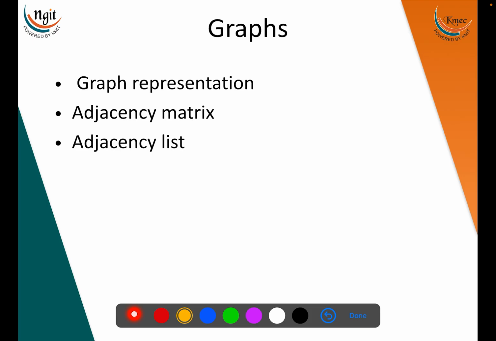And the graph can be represented in adjacency matrix and adjacency list. That also we'll see. Before we see adjacency matrix and adjacency list, we'll draw some graph. Assume that I have n vertices, n is equal to 4, and that's what V, number of V is equal to 4.